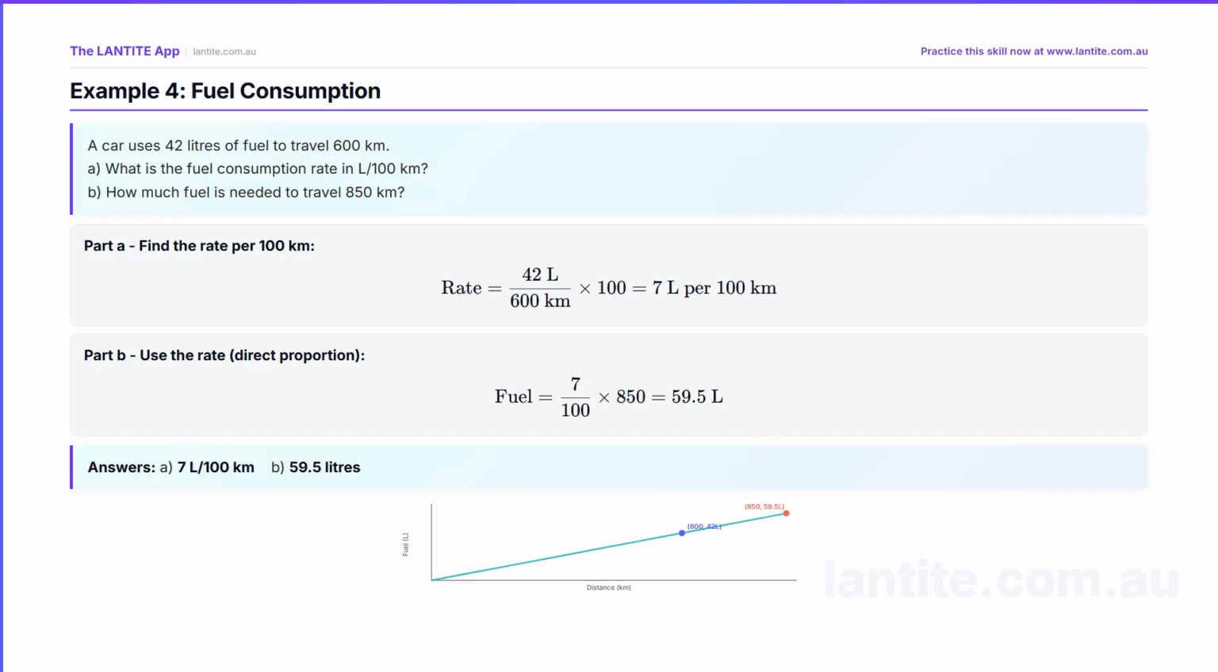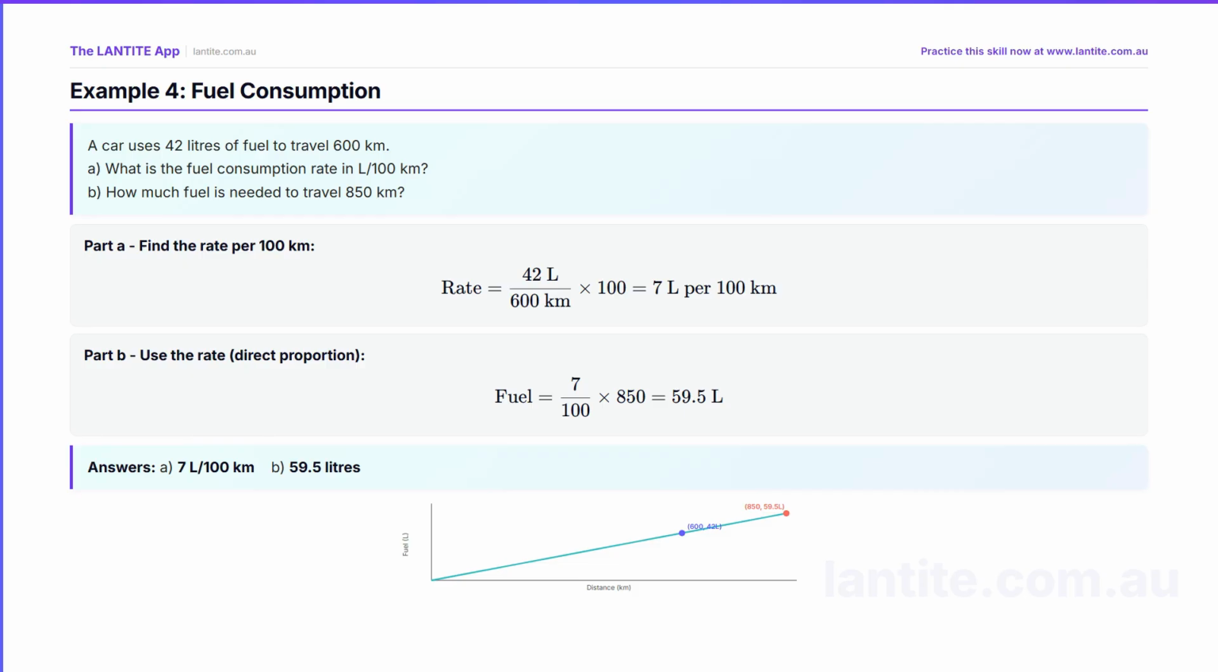Fuel consumption is a classic rates topic on the LANTITE. A car uses 42 liters of fuel to travel 600 kilometers. For Part A, we need liters per 100 kilometers. Divide 42 by 600 to get the rate per single kilometer, then multiply by 100. That gives us 7 liters per 100 kilometers.